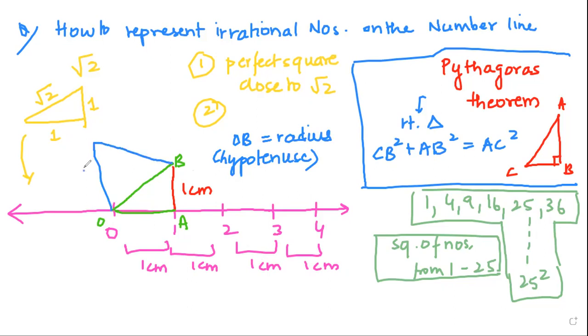So this is your compass. I'm sorry, I'm not having access to all this right now. And you draw an arc. And that arc will cut your number line at some point, let's say X. This point is basically root 2.